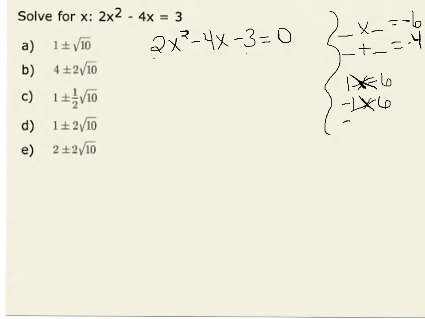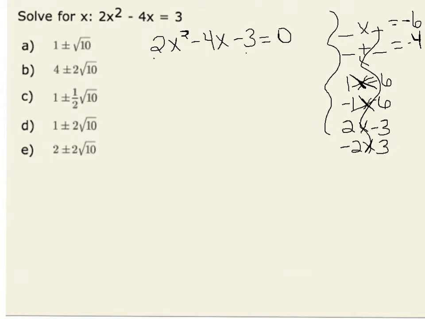My other two choices would be 2 times a negative 3. Again, the sum of 2 plus negative 3 is not negative 4, and negative 2 times a positive 3. Therefore, I know that this is not factorable with integer coefficients. So I'm going to use the quadratic formula in order to solve.